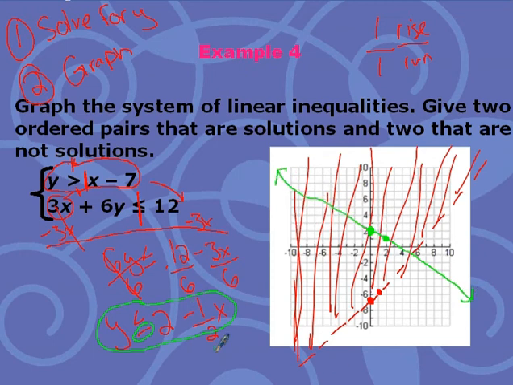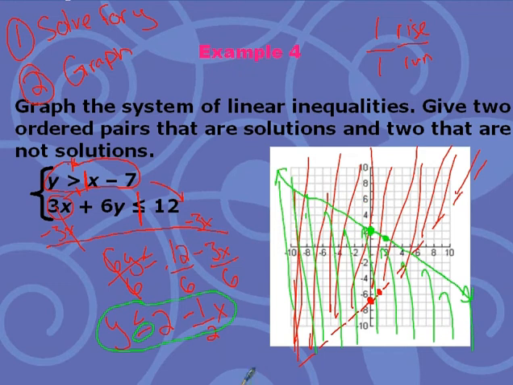Okay, and now we need to decide whether to shade up or down. Well, in this case, y is less than everything else. It's smaller than, so smaller than means we shade down. And then we look at the area where the two shades, the red and the green shading, overlap. And that is right in here where we've got the red and the green shading overlapping.